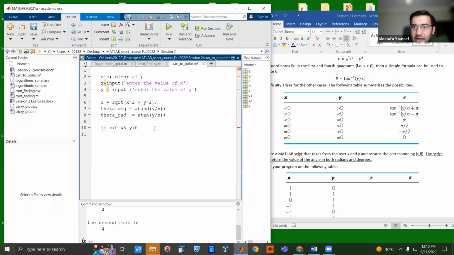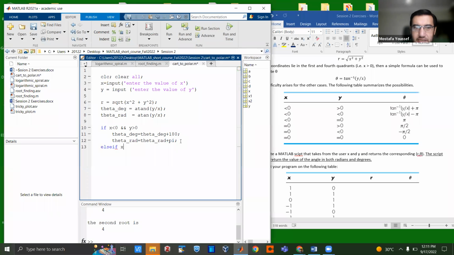Then what's going to happen is that theta deg is going to be theta deg plus 180, right? And similarly, I have to be consistent here in the naming. Theta rad is going to be theta rad plus pi. So that's the first block here. And then elseif.